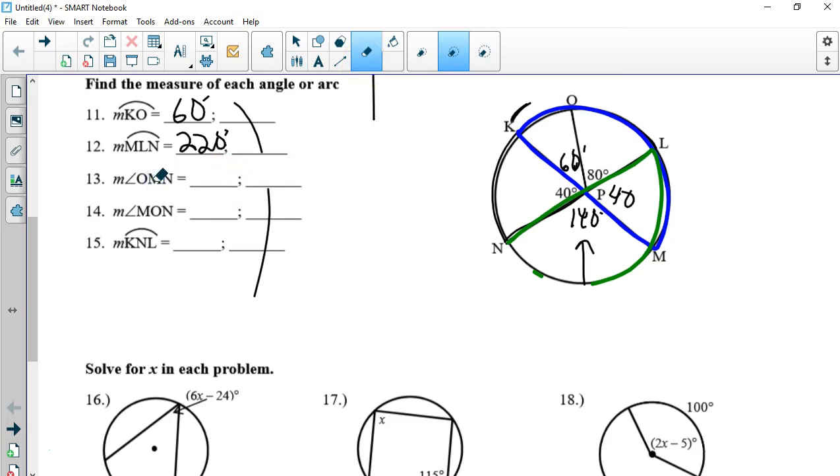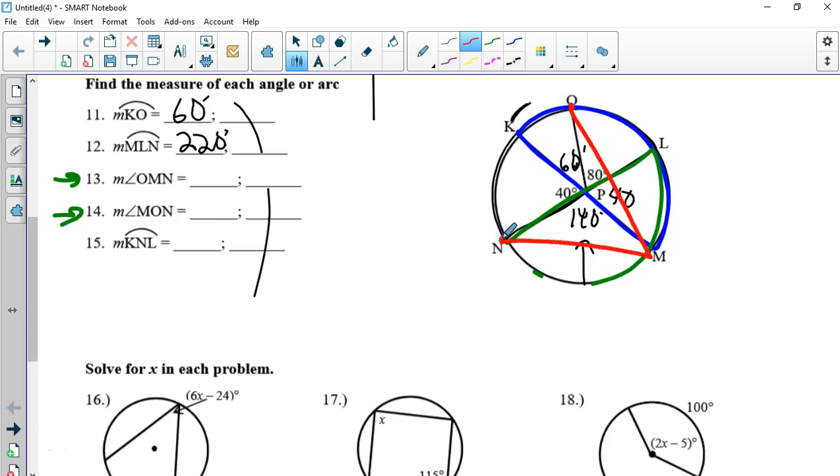One other thing I was going to say is make sure you pay attention. These two are angles, not arcs. So OMN, where is that? O to M to N. Okay? That's an inscribed angle right there. The inscribed angle means we're looking at this arc right here. 60 plus 40 is 100, but then remember, you divide by 2, and that's 50 degrees. Right?